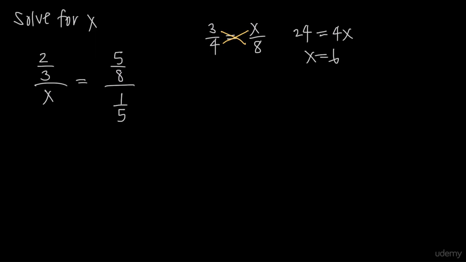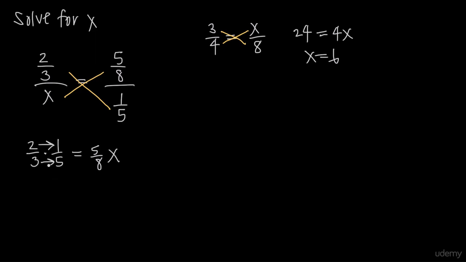Well, when we have fractions inside of fractions, nothing changes. This is still just a proportion problem, and we can cross multiply like this. So when we do that, we get 2/3 times 1/5 on the left-hand side. And we set that equal to whatever we get when we cross multiply the other way. So x times 5/8. So we just get 5/8 x.